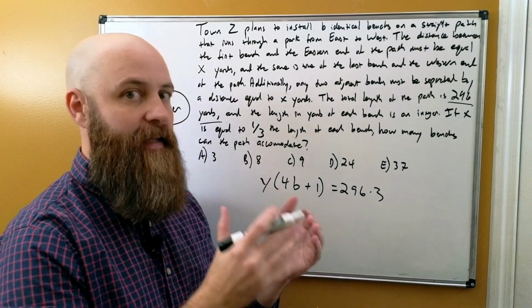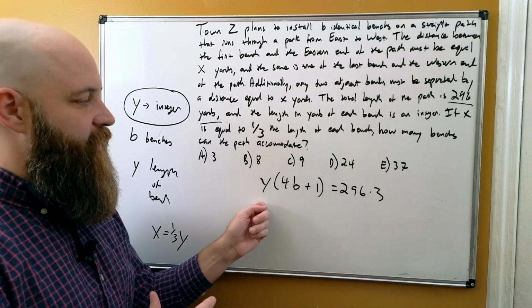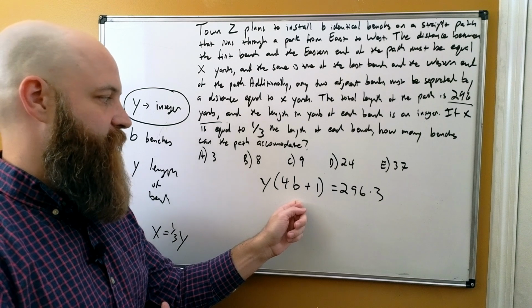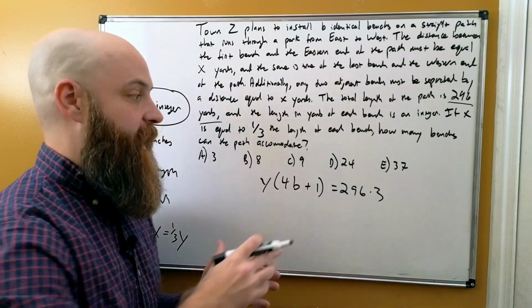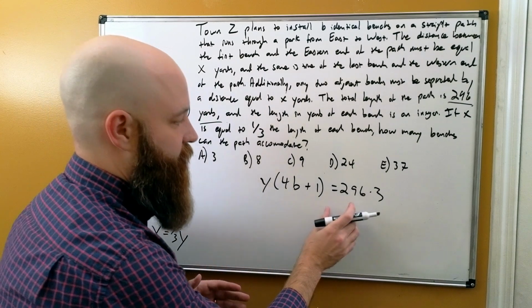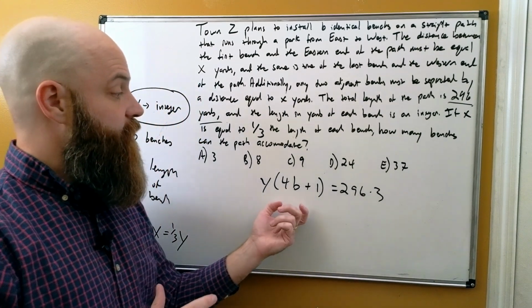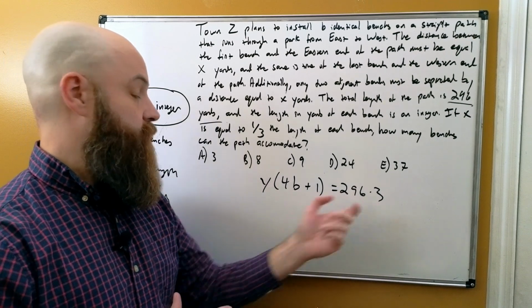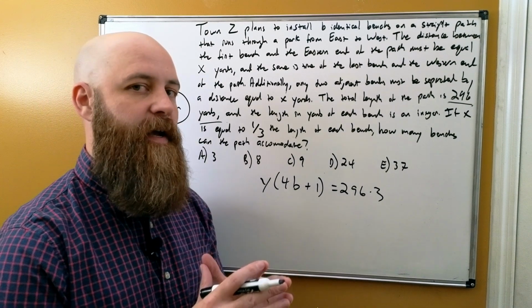Okay, when they mention that, it's often going to play a role at some point in the question. So if y is an integer, and b, the number of benches, also has to be an integer, that means everything on the left-hand side is going to have to be an integer. And when I multiply those, I'm going to have to get 296 times 3. So there's really only a limited number of values that these could take on, so that I'm going to get a product of integers over here. So maybe that's my way into this question.